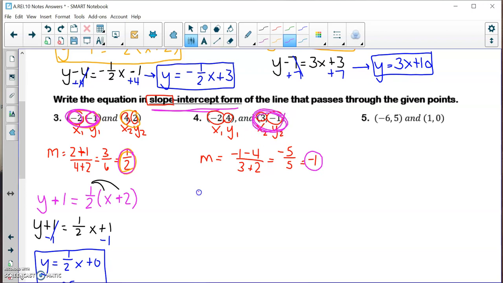So we're going to write our equation in point-slope form. Y minus the y value, minus a -1 is really a +1, is equal to my slope times x minus my x value, which is 3. And then now, to get this into slope-intercept form, I distribute, and I isolate y.